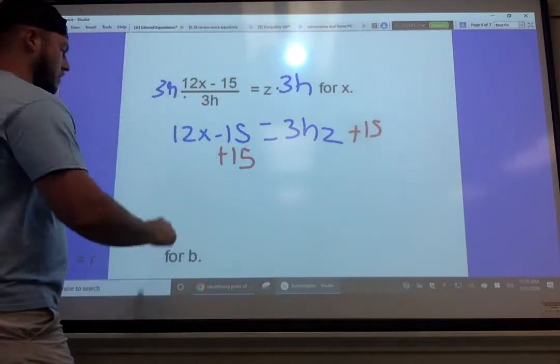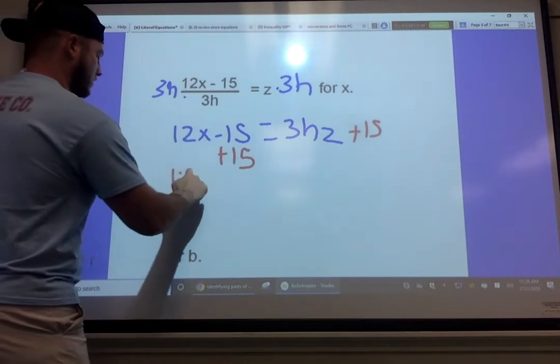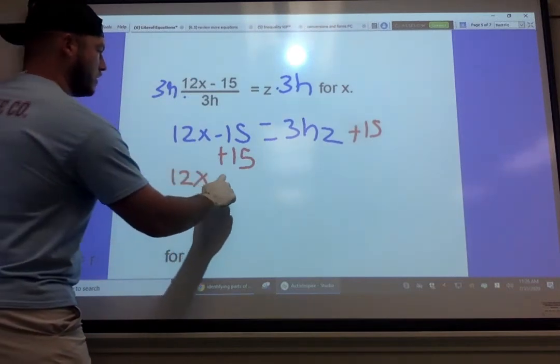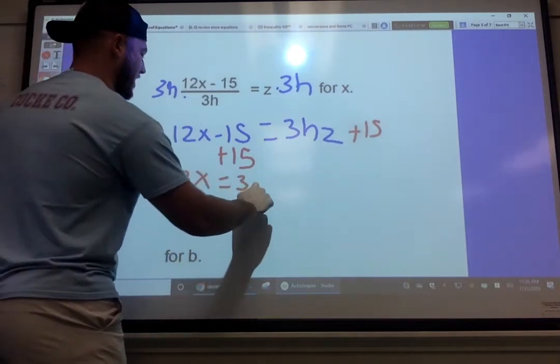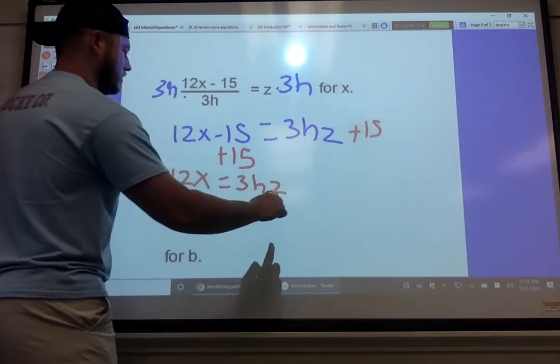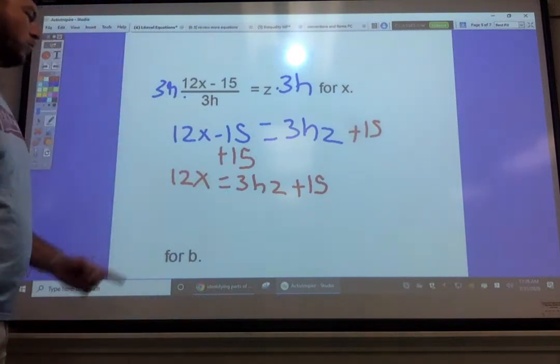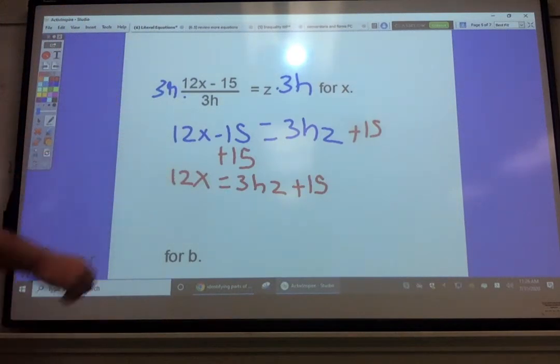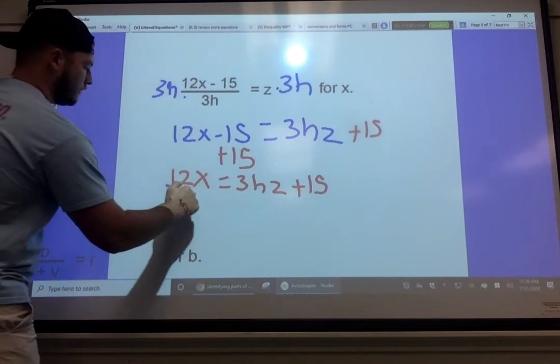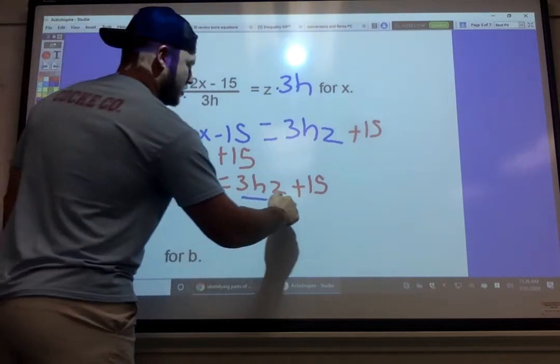By adding, I now have 12x equals 3z plus 15. We got one more step. We're going to divide by the 12. Dividing each term by 12.